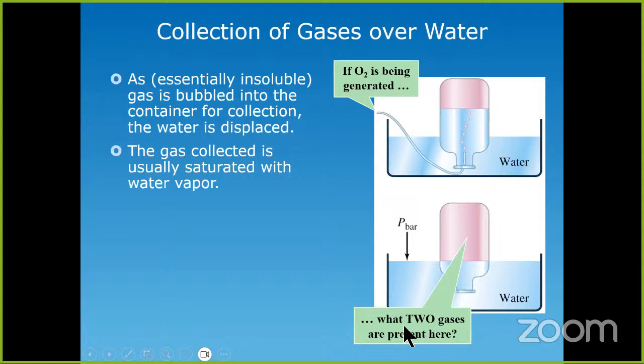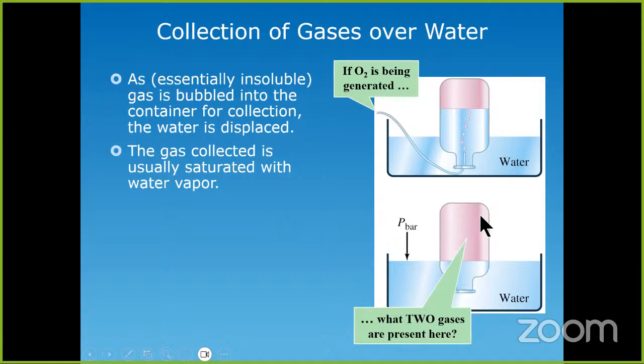Now, there's a very important question that is being asked here. The question says, what two gases are present here above the water? Remember, the gas that's being produced here is oxygen. So what would be the other gas? And the question is answered right here. The gas collected is usually saturated with water vapor. So not only do you have oxygen gas collected above the water inside the jar, you also have water vapor collected here as well. And that is true for most liquids. For most liquids, you're going to have a certain amount of vapor of that liquid above the surface of the liquid itself. So that is no less true for water.